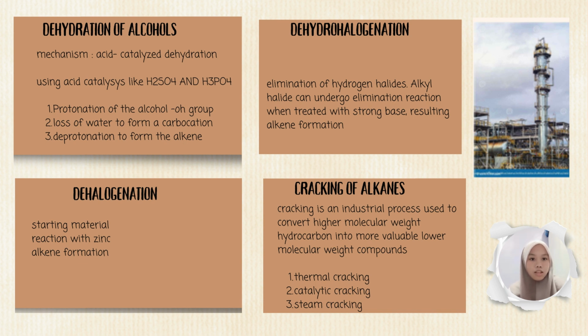Next, we have dehydrohalogenation. In this process, hydrogen halide is eliminated from an alkyl halide when treated with a strong base, also resulting in alkene formation. Then, dehalogenation, where a vicinal dihalide reacts with zinc, removing the halogen atoms to form alkene. Lastly is cracking of alkanes, an industrial process that breaks large hydrocarbons into smaller, more valuable alkenes. It can be done through thermal cracking, catalytic cracking, or steam cracking. That's all for the basic preparation methods of alkene.